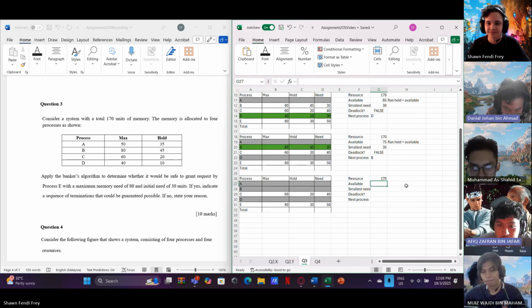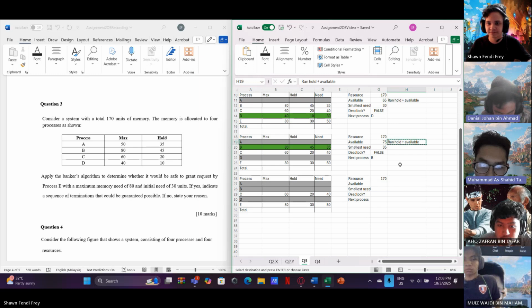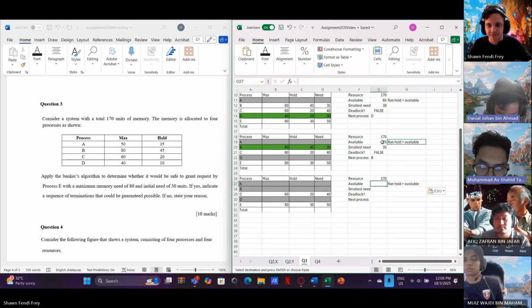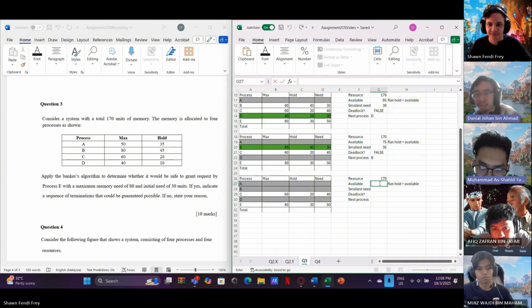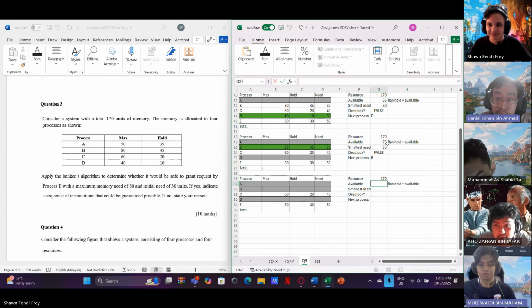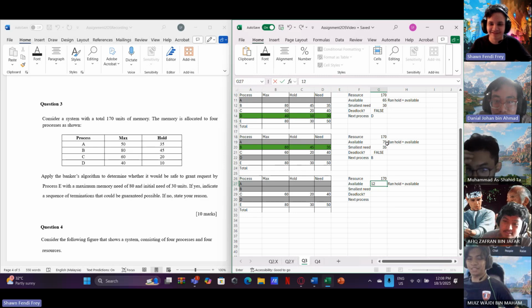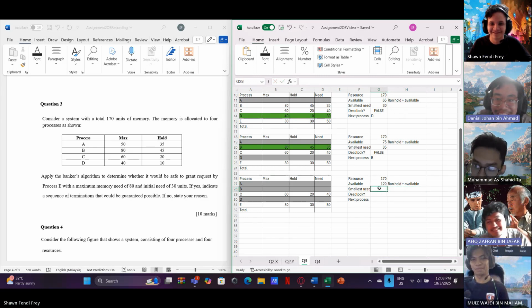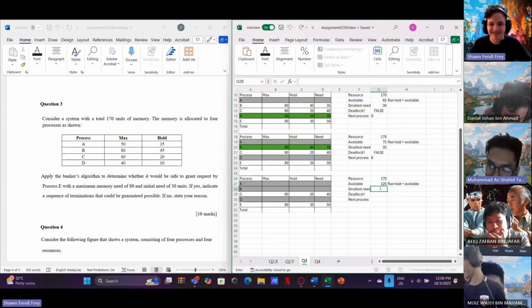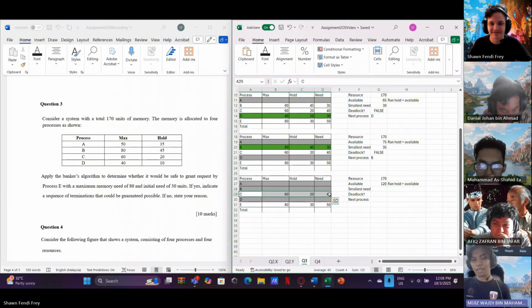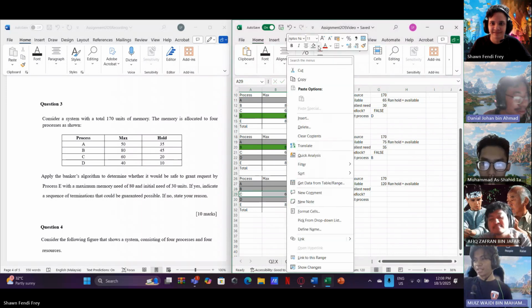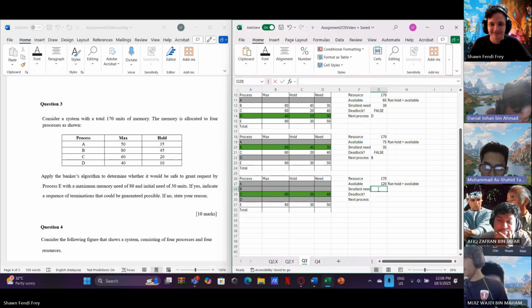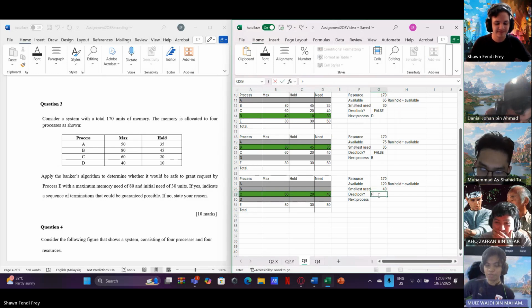Available 75 plus 45 plus 45 equals around 130? 140? 120. Wait, no, 120. Oh my god, we suck at math. Is it 120? Yeah, 120. My bad, we add with the hold, not with the need.